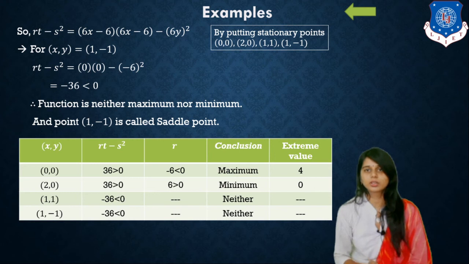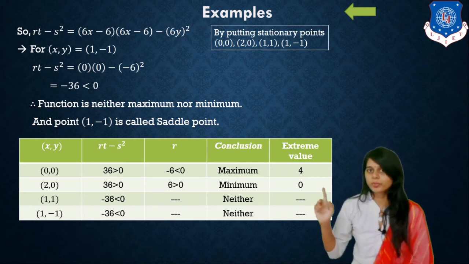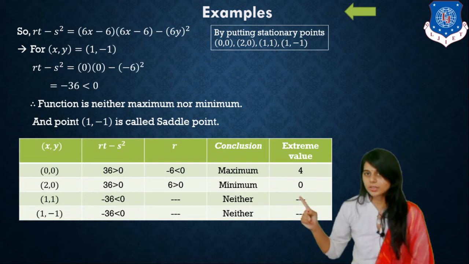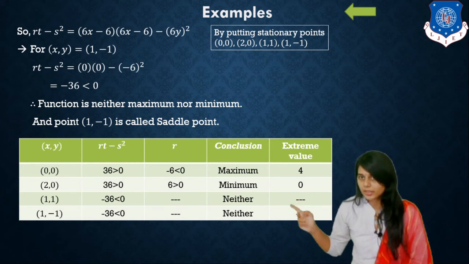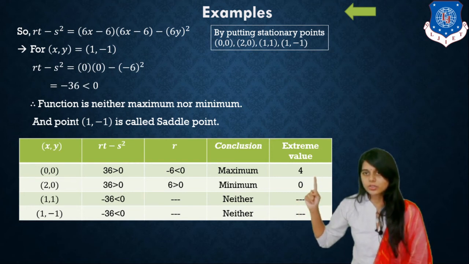So see here in the table, x, y, we take the first point 0, 0, put the value in rt minus s square and check the condition of r. The conclusion is the function is maximum. At that point the maximum value of the function is 4.